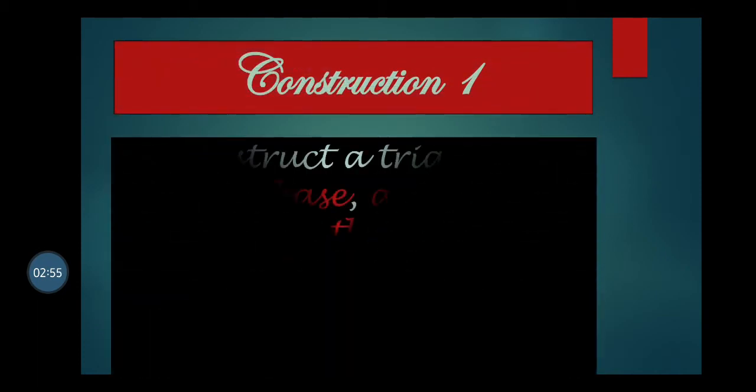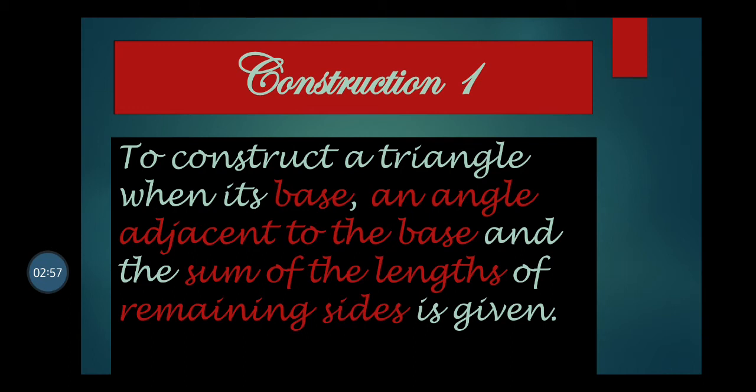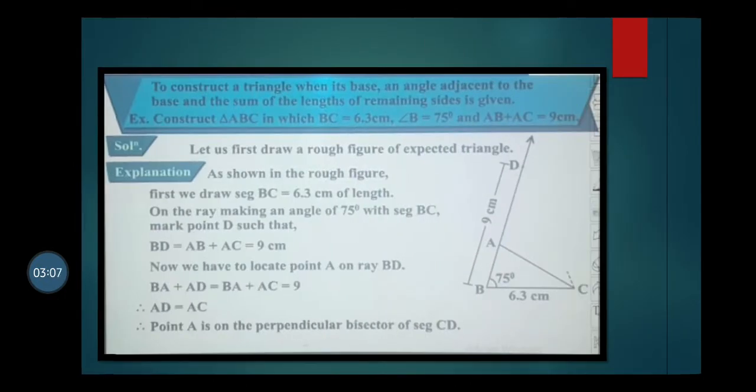Construction 1. To construct a triangle when its base, an angle adjacent to the base, and the sum of the lengths of the remaining sides is given. This example is there on page 52 of your textbook. Question: Construct triangle ABC in which seg BC is equal to 6.3 cm, measure of angle B is equal to 75 degrees, and seg AB plus seg AC is equal to 9 cm.